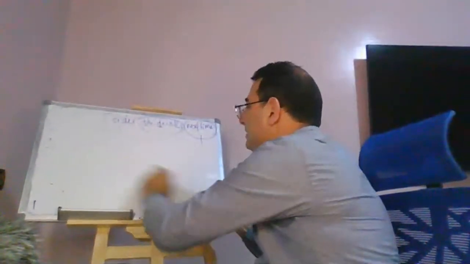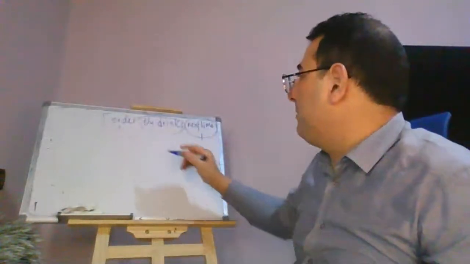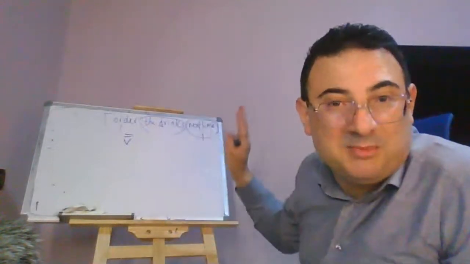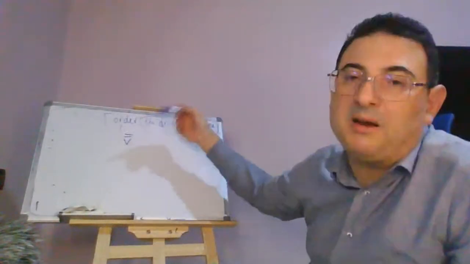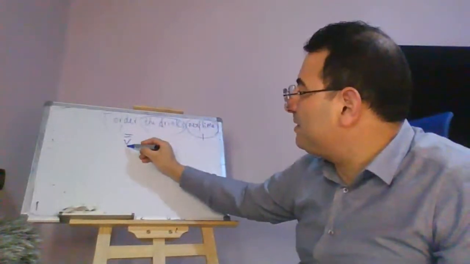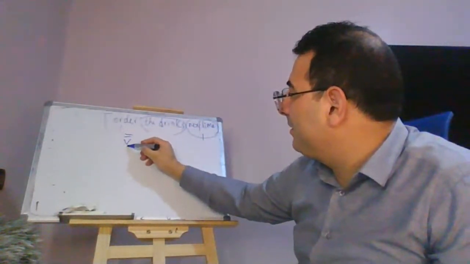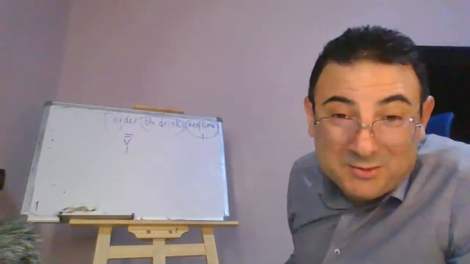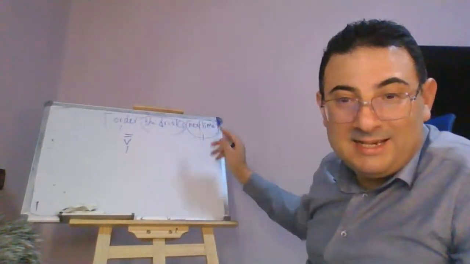Order the drinks next time. Look. So I have the double bar here, like X bar, like N bar, like P double bar. But it's the same. X double bar, I mean. So do I have a specifier? No. So I should write the V bar. But I have to wait. Do I have an adjunct here?